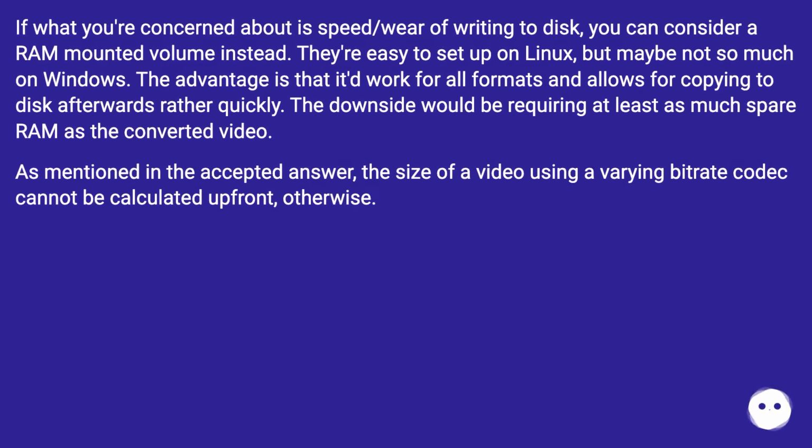If what you're concerned about is speed of writing to disk, you can consider a RAM-mounted volume instead. They are easy to set up on Linux, but maybe not so much on Windows. The advantage is that it would work for all formats and allows for copying to disk afterwards rather quickly. The downside would be requiring at least as much spare RAM as the converted video. As mentioned in the accepted answer, the size of a video using a varying bitrate codec cannot be calculated upfront otherwise.